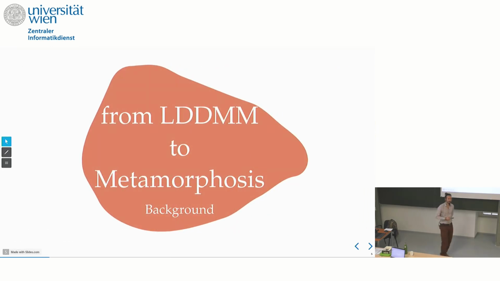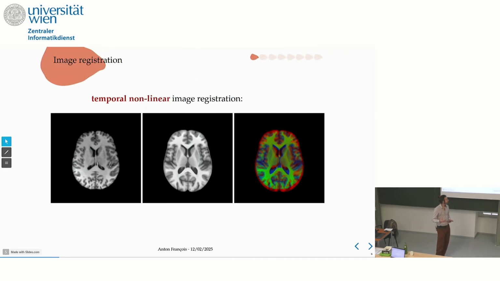Okay, we're now ready to start the actual theory. To understand Metamorphosis, you have to understand what LDDMM is. LDDMM is a registration method that I'm using on images, but you can use it on any kind of data point. It's for doing temporal non-linear registration. Here I have an example of an interpolation between two brains. You have a target brain, and here you see the comparison between the target and the registered brain.